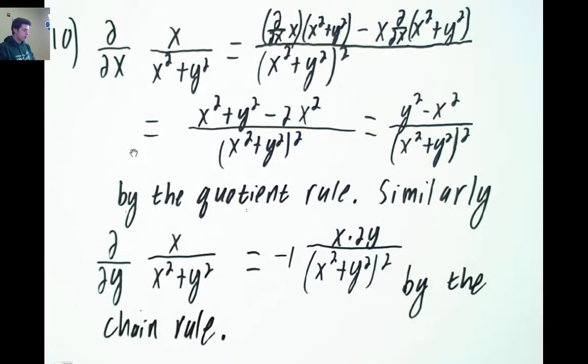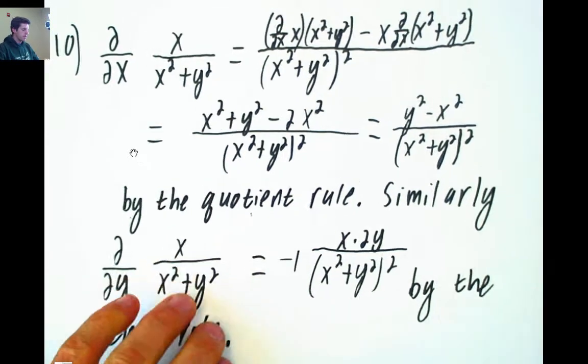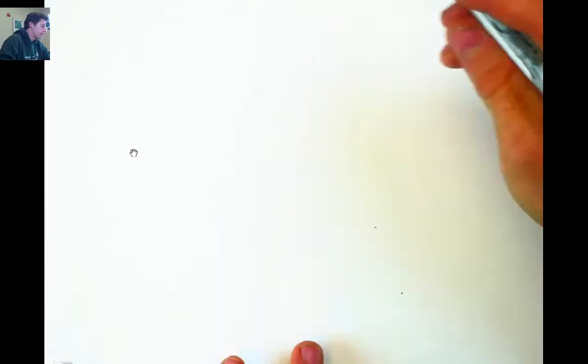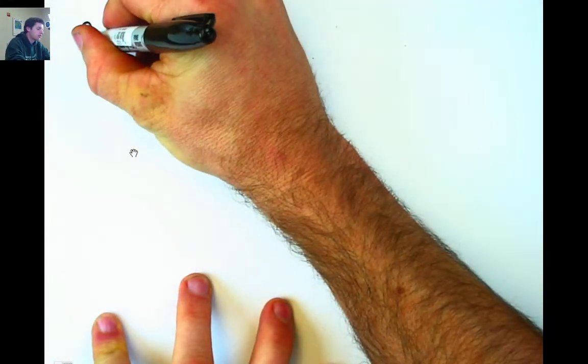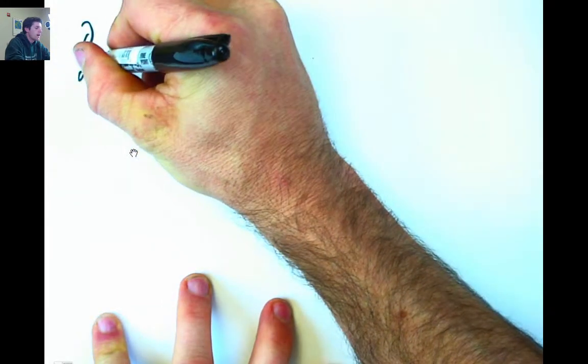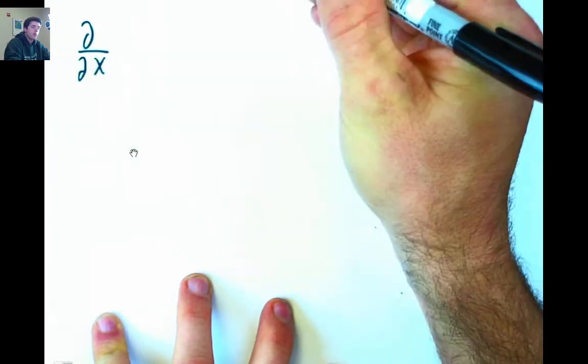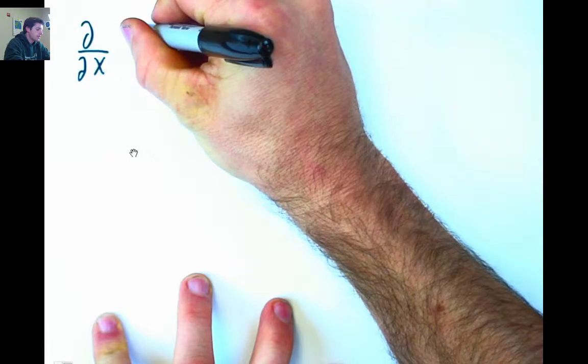Okay, so let me give you a couple of extras here. I told you I was going to go back to a more detailed description of what I was talking about at the beginning, the relationship between the quotient rule and the product rule. So let's take a look at this.